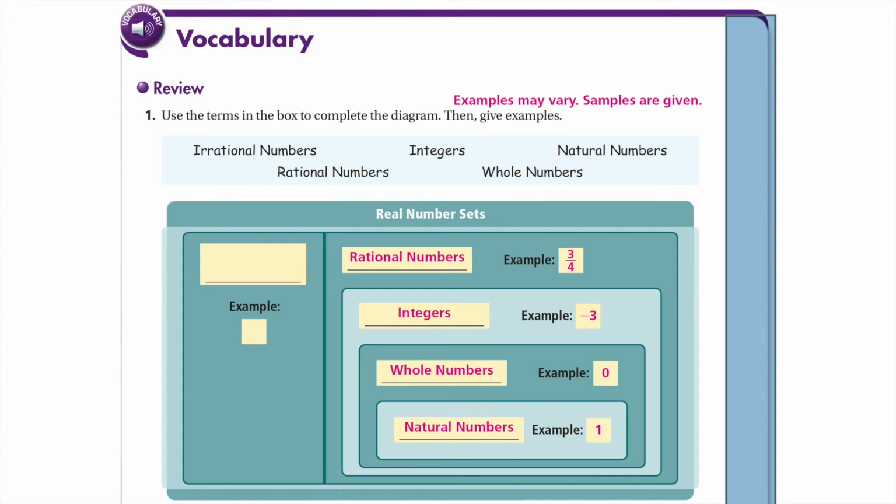And the very last one will be irrational numbers. Your irrational numbers will be numbers that don't have any sort of pattern, and they'll continuously go on and on and on in the decimal portion. Case in point, the most famous irrational number is going to be pi.